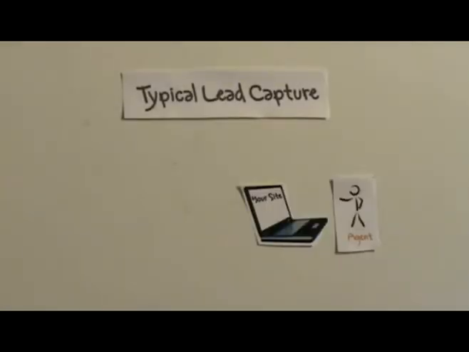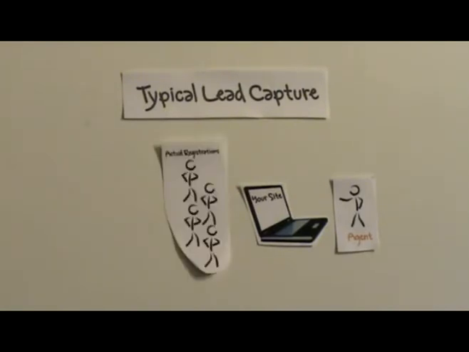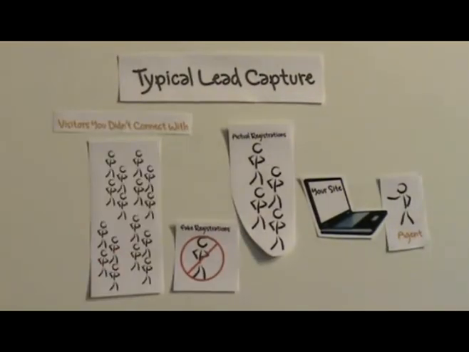Potential homebuyers come to your site and attempt to search for properties, and some of them actually register, while others will give you fake information. What about all those other visitors that come to your site that you didn't connect with? Wouldn't you like to be able to communicate with all of them?